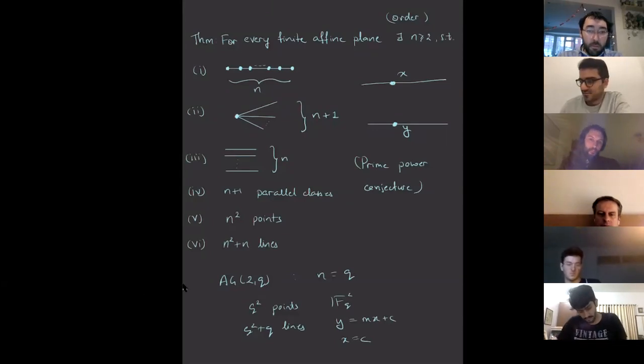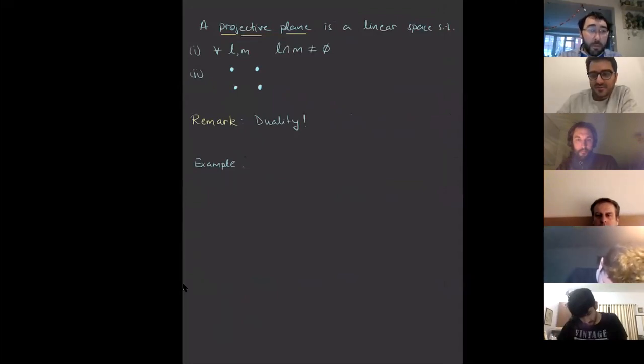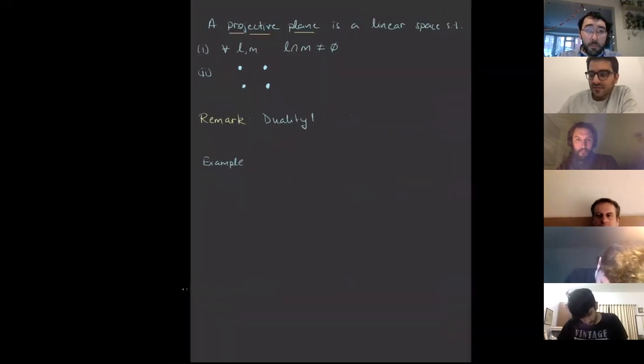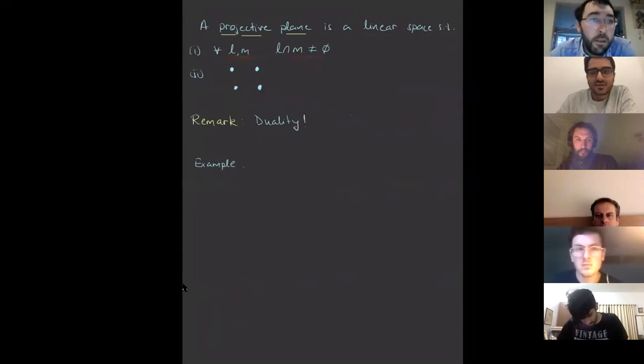Yeah, let's move on to the main partial linear space, or the main finite geometry that will concern us. It's the so-called projective plane. So again, you can define it very easily with just two axioms. It's a linear space such that for every pair of lines, there is at least one point incident to both of them. So the intersection is non-empty.